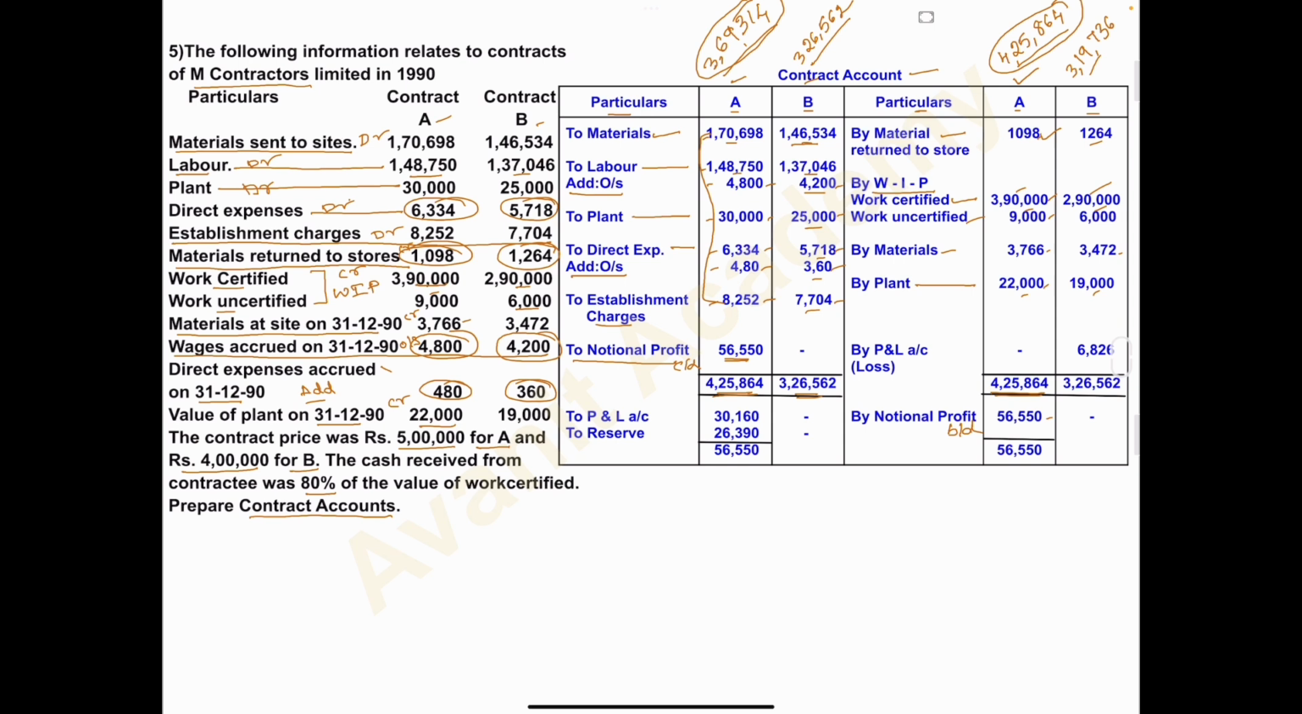Got it, all of you? So we'll write the contract B total 3,26,562, and the same amount we'll write on the credit side, that is 3,26,562. From this amount minus 3,19,736, or you can minus all these amounts, and you will get the difference, 6,826.